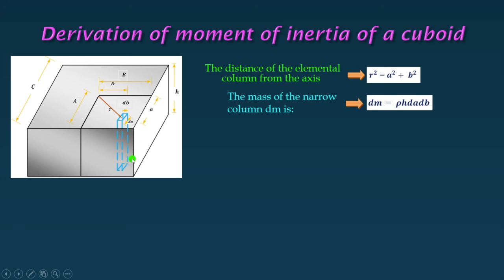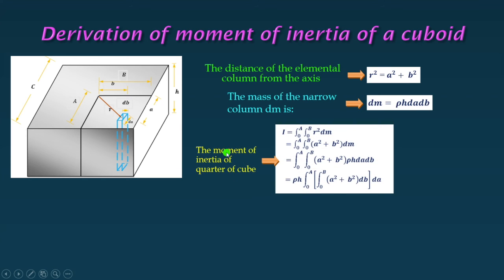This height is equal to h. What's the cross section area? dA into dB. So dA into dB is the cross section area, into height, gives the volume, into density. So this is the mass of this elementary section.